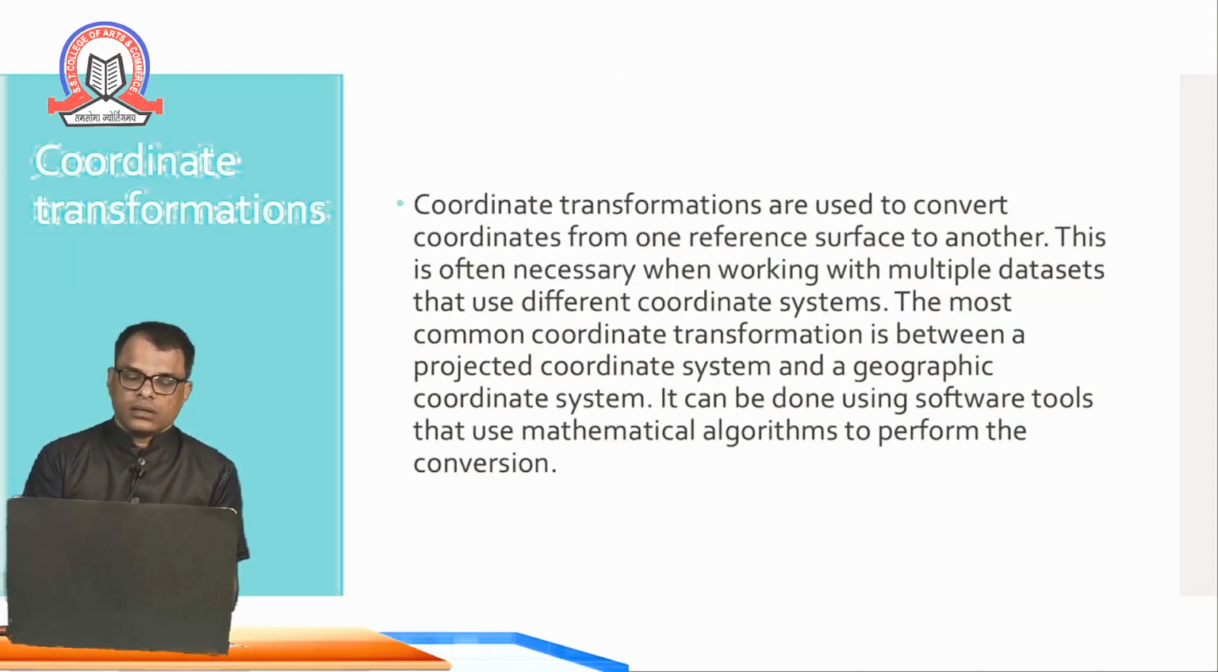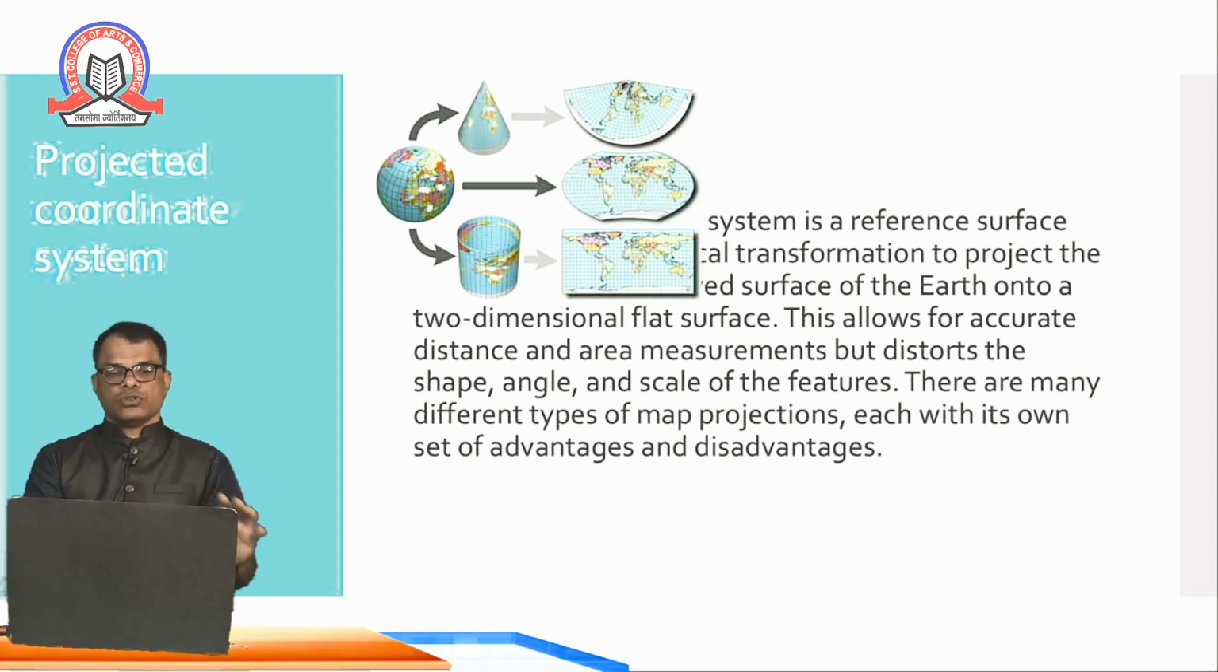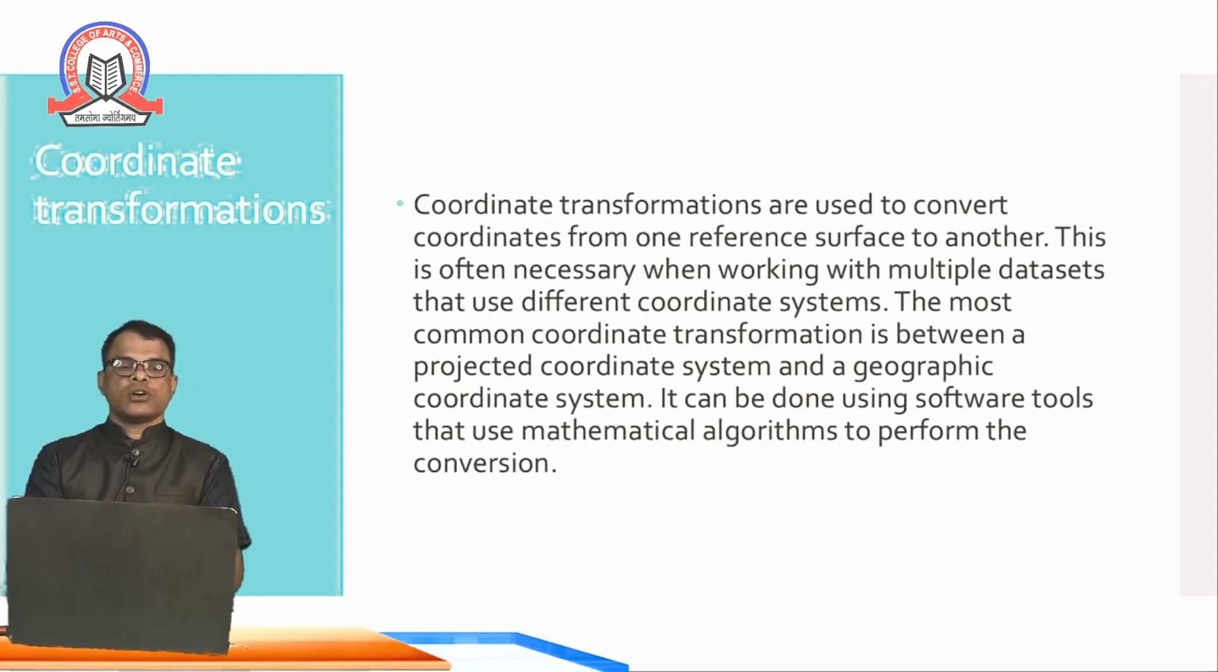Then coordinate transformations. Once this is done, we have to understand what coordinate transformation is. Coordinate transformations are used to convert coordinates from one reference surface to another. This is often necessary when working with multiple data sets that use different coordinate systems. Suppose I have a geographic coordinate system and I have to convert it to the projected coordinate system. So geographic to projected, that is called coordinate transformation.